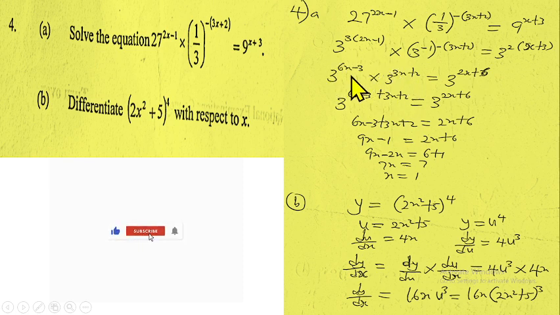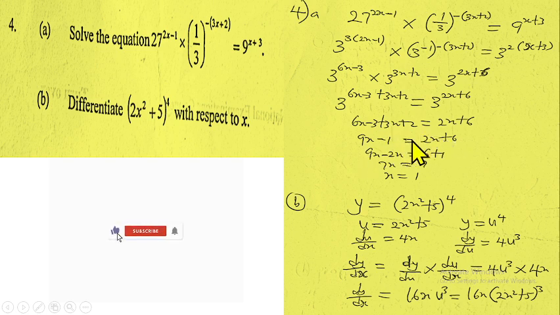Then to the left hand side here, you can apply the law of indices that says that when you have an index multiplied by another index and they have the same base, you add their powers and pick one of the bases. So we have 3 raised to power 6s minus 3 plus 3s plus 2 equals 3 raised to power 2s plus 6. The bases are equal at both sides, so you can cancel them out. Then you have 6s minus 3 plus 3s plus 2 equals 2s plus 6, which you can collect like terms. At the left hand side here, 6s plus 3s will give us 9s. Minus 3 plus 2 gives us minus 1, equals 2s plus 6.